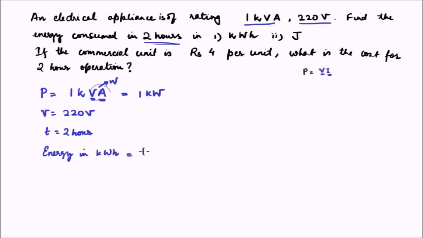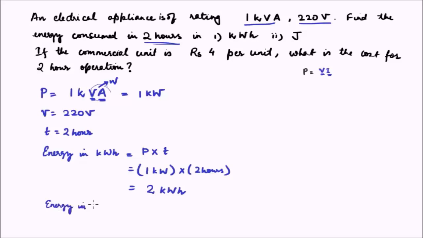Energy in kilowatt hour will be power multiplied by the time of operation. Now the power we have converted to kilowatts. Let us use that. How much is the power? 1 kilowatt. What is the time of operation? 2 hours. Combining these two, we can get the energy in kilowatt hour as 2 kilowatt hour. So we have found out that the appliance, if runs for 2 hours, will use an energy of 2 kilowatt hour. Now let us calculate the energy in joules.